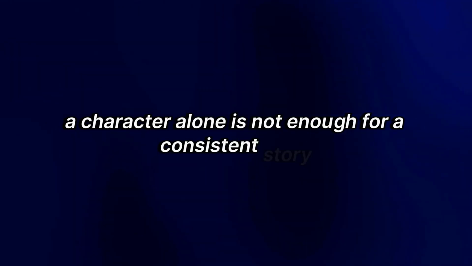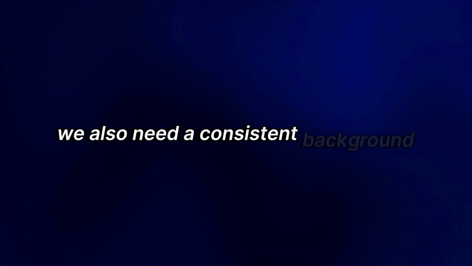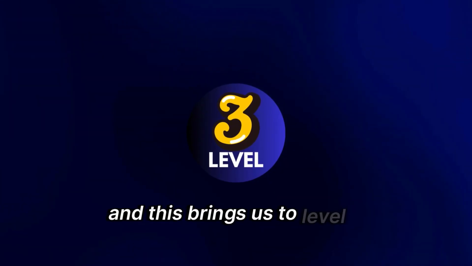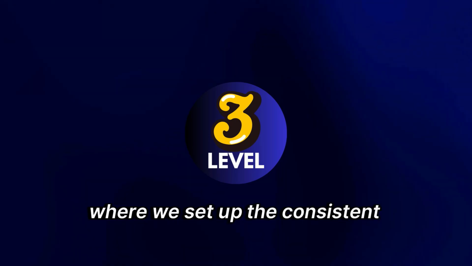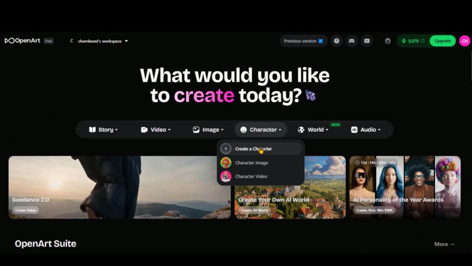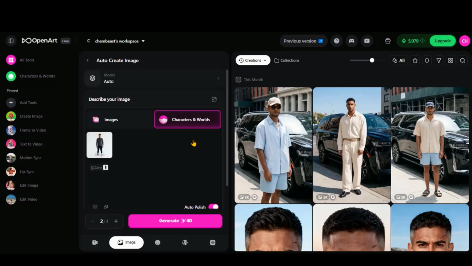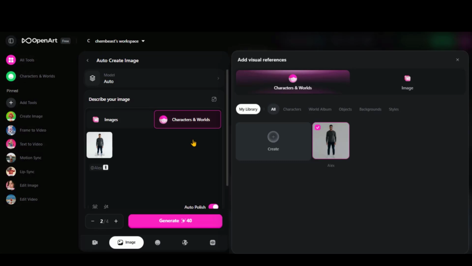For a consistent story, we also need a consistent background, style, and character accessories. And this brings us to level 3, where we set up the consistent background, style, and clothing. From the character drop-down list, choose the Create Image option and select your character. Now, click on the Character and World option, and then click on Create.